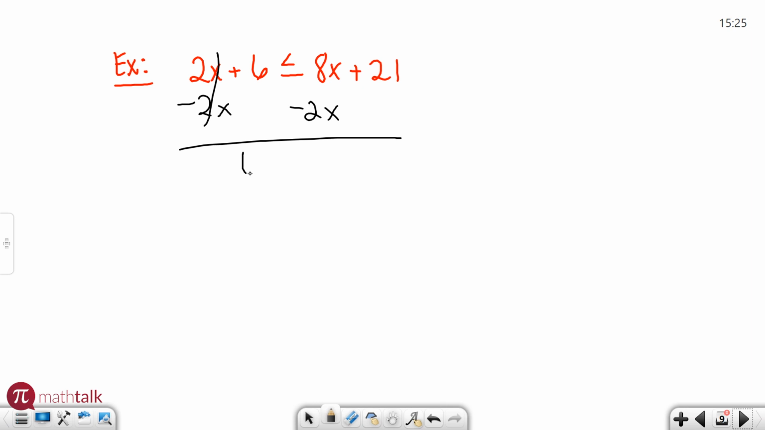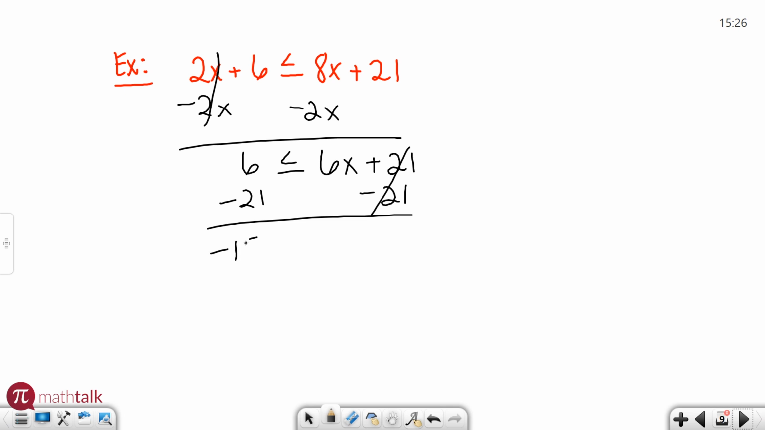So 6 is left alone over here, less than or equal to 8 minus 2, which is 6x plus 21. Now I have just one variable expression, 6x. I need to move all the numbers over to the other side so I can isolate my variable. So I'm going to subtract 21, and that's gone over there. 6 minus 21 is negative 15, less than or equal to 6x.